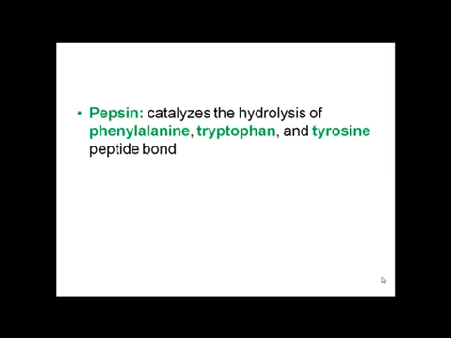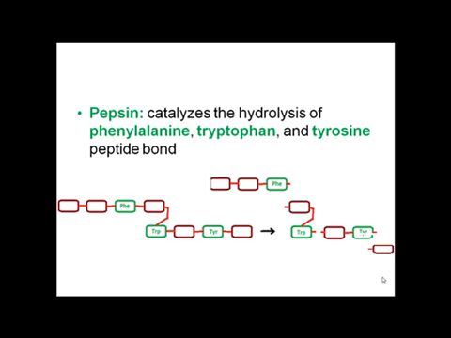The last enzyme that we will be using in Part A is pepsin. Pepsin catalyzes the hydrolysis of 3 amino acids, phenylalanine, tryptophan, and tyrosine. In this example, we see those 3 amino acids. The phenylalanine and tryptophan peptide bonds will be broken, as well as the tyrosine peptide bond.